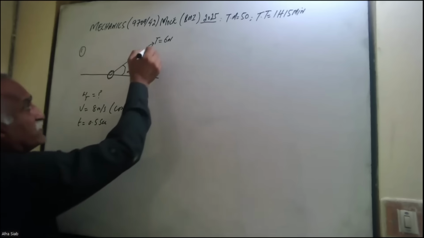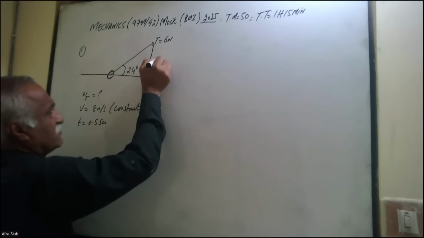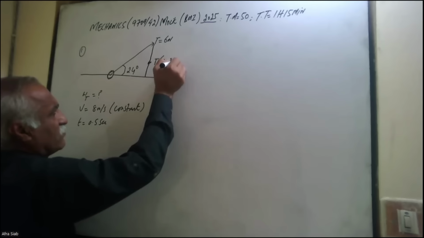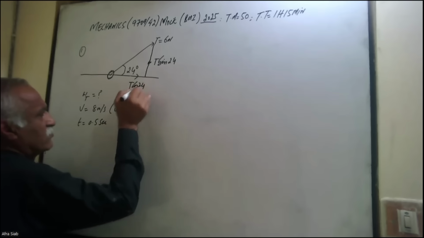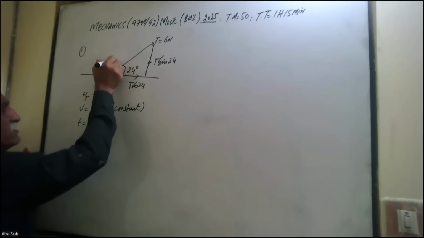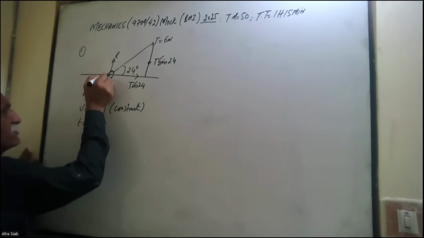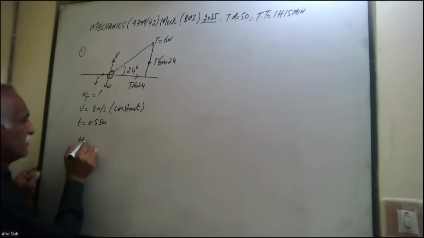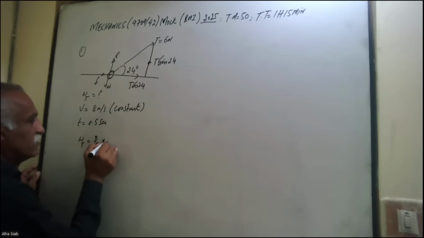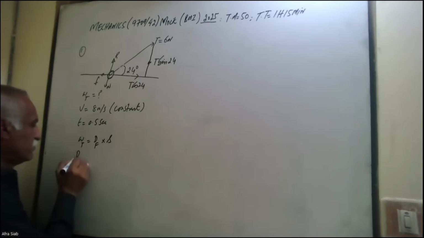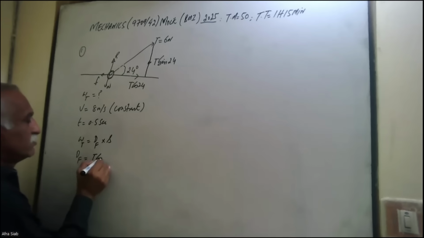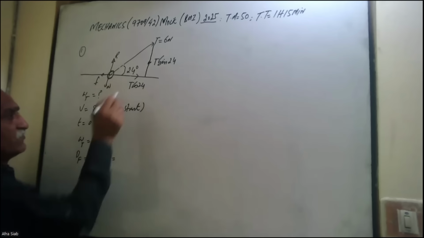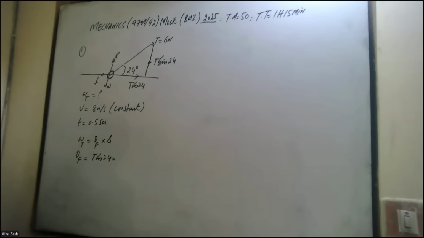Now if we resolve this into two components, this is T sin 24 and this will be T cos 24. This is the normal reaction R, this is the weight of the object, and this is the frictional force acting on the object. But they have just asked to find the work done by the tension. The work done by the tension is equal to the driving force times the distance S. The driving force is T cos 24, because only the horizontal force is responsible for the motion of the ring.